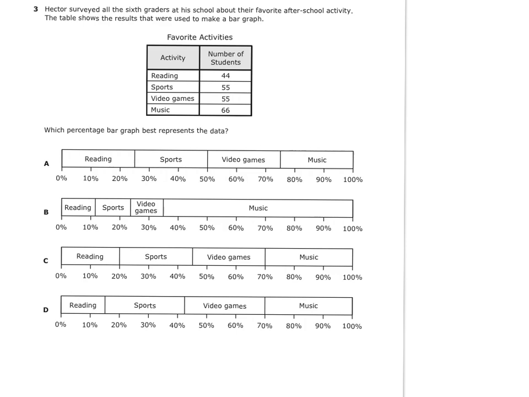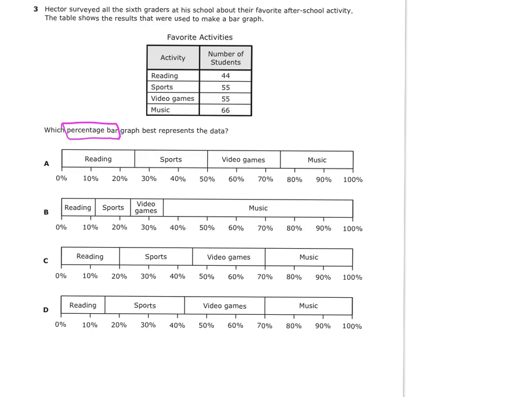skip it. Okay? So Hector surveyed all the 6th graders at his school about their favorite school activity. The table shows the results that were used to make a bar graph. Okay, this isn't the kind of bar graph that we're used to seeing, but it still is a bar graph. Which percentage bar graph best represents the data? There's a word giving you a clue. You're going to have to figure out the percentage of all of these 4 things. Okay, well, it's actually 3 things because 2 of them are the same. This is not a big deal.